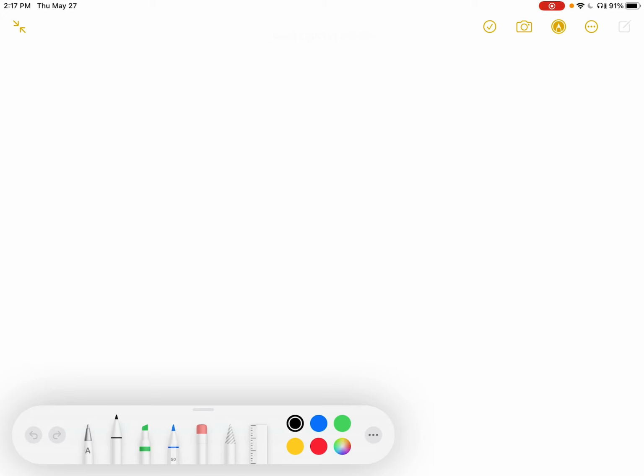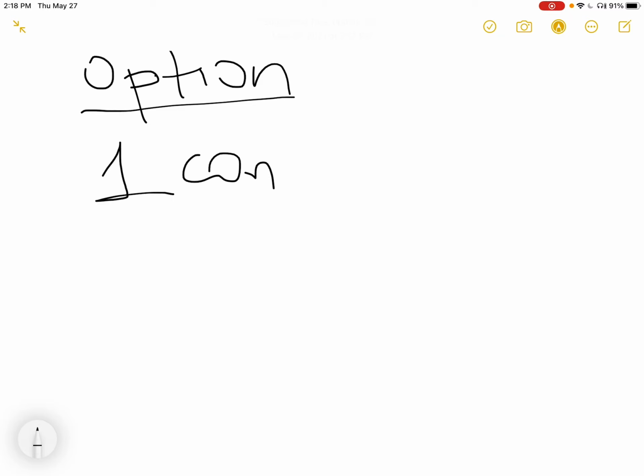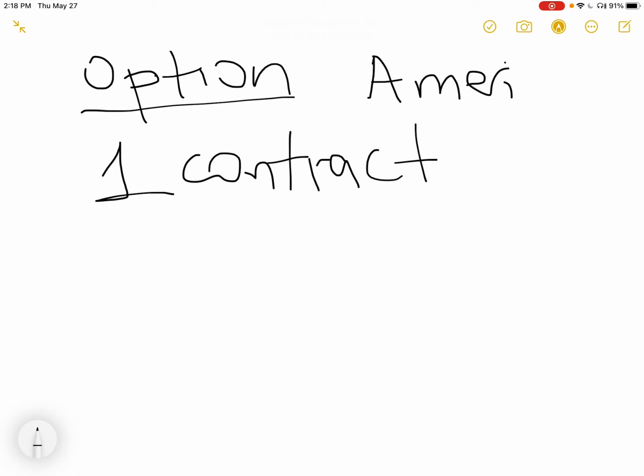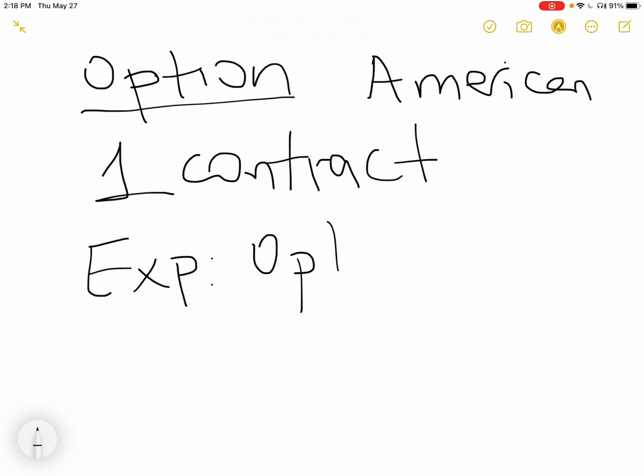So if you think about an option, I'm going to try to write on my tab. It's hard to write on a laptop. So basically, one option holds one contract, and at the time of expiration or before expiration, at least for American options, it gives you the option to exercise your contract.